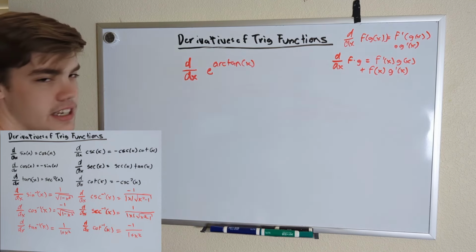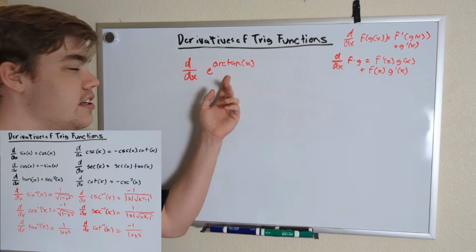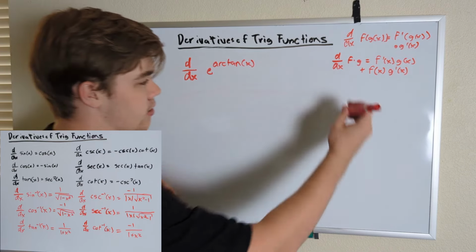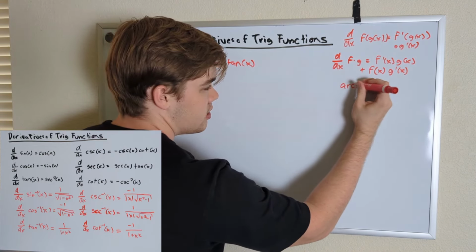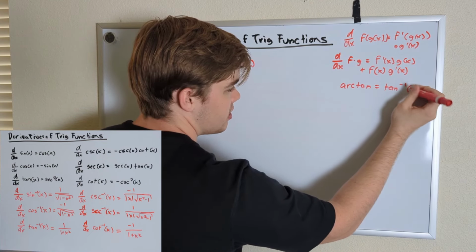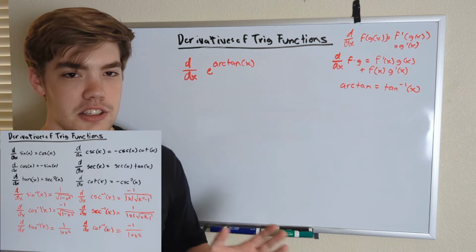Now, if you don't know what arctangent is, arctangent and inverse tangent are the same thing for our purposes. Arctangent is just another way to write inverse tangent or tangent -1 of x. I'll write that down over here. Arctangent is equal to tangent -1 of x. These are just different ways to write the same thing. And this is true of sine, cosine, and all the other trigonometric functions.